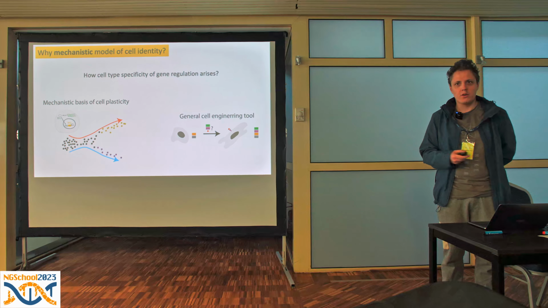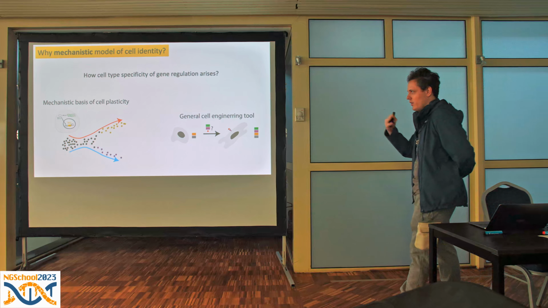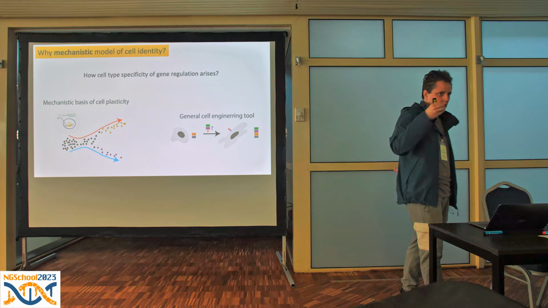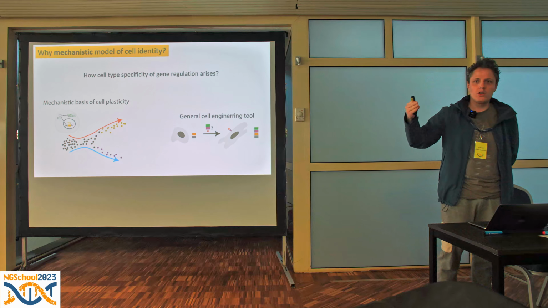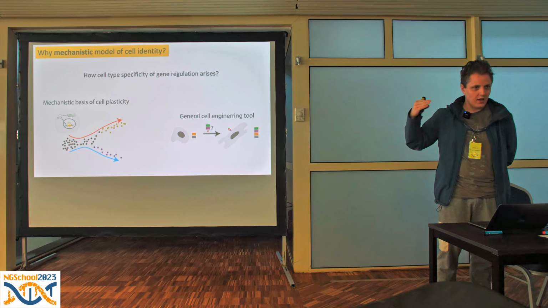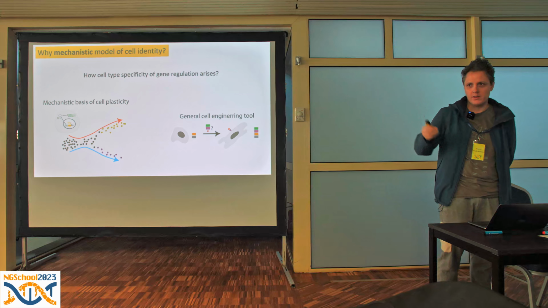And finally, if we want to create a computational cell engineering pipeline that allows you to predict how you need to perturb cells to direct, let's say, a certain disease state towards a more functional state, we again need mechanistic models, because we need to be able to perturb things as they happen.